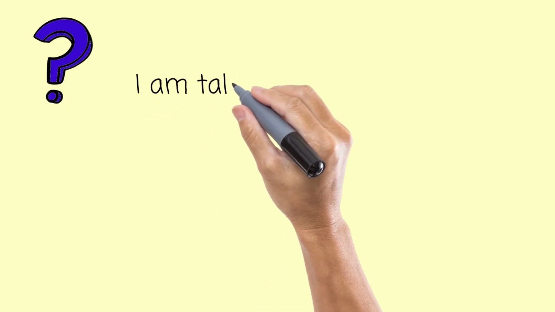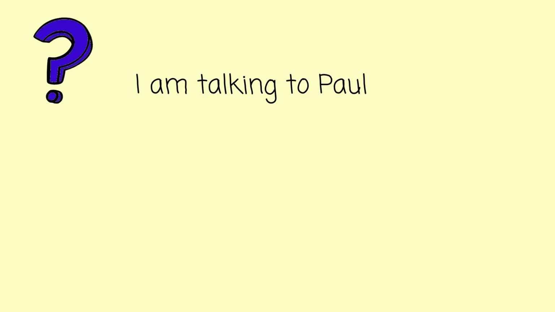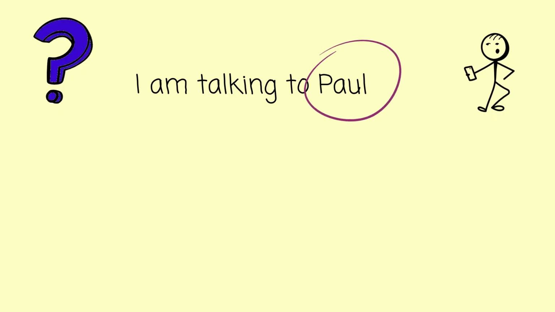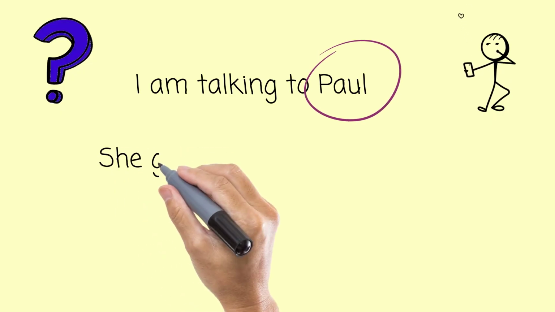Let's start with the idea of an indirect object. In English and in French, some verbs send their action to someone or for someone. If you can add to or for and it still makes sense, you probably have an indirect object. For example, I am talking to Paul. Paul is the indirect object.